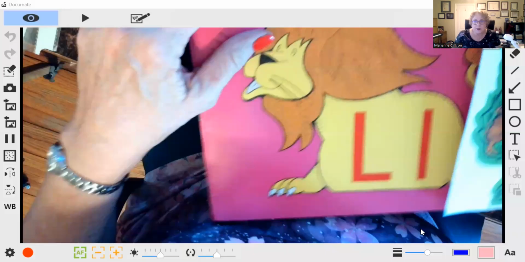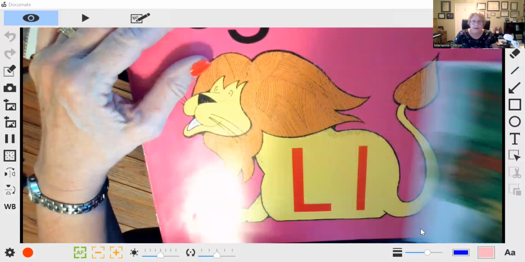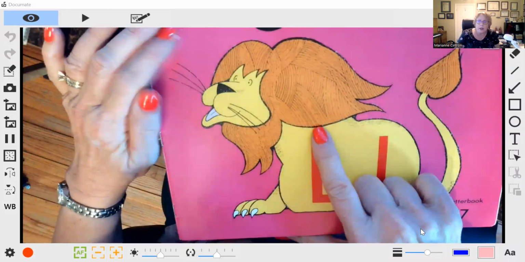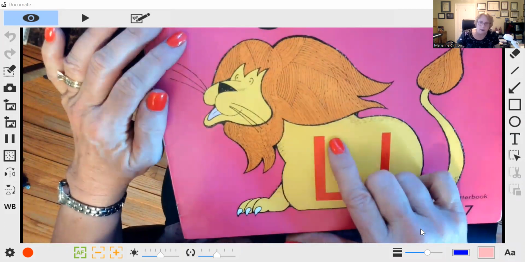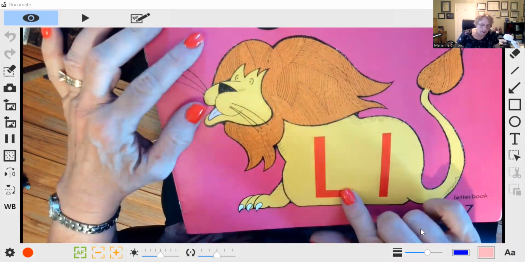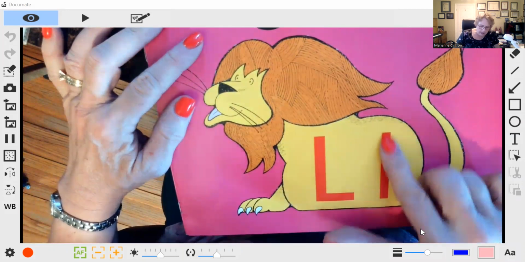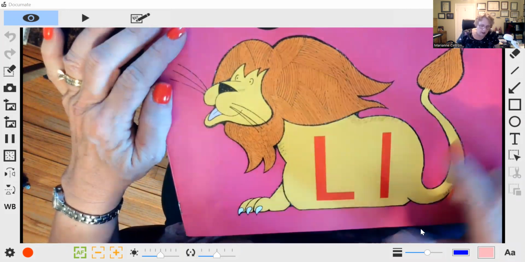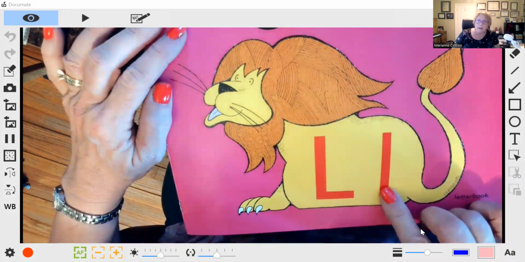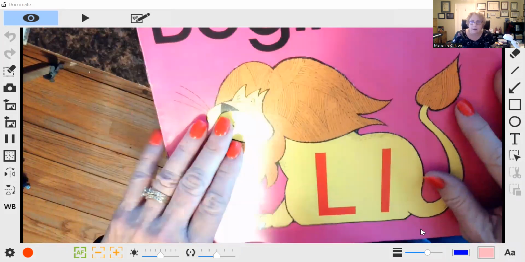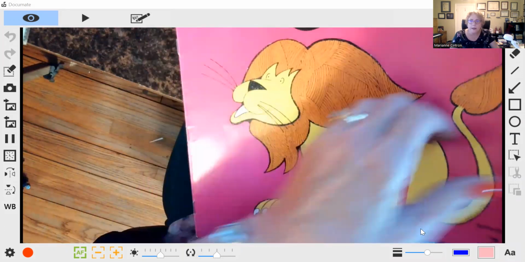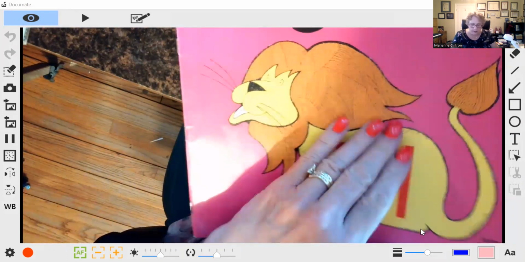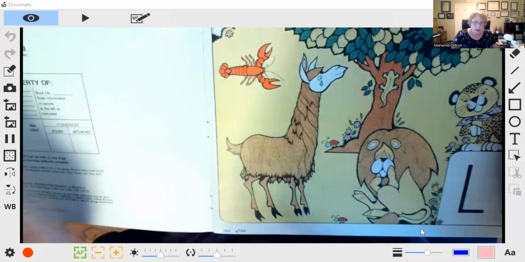I'm going to share my screen right now and show you. When we have our books, we want our child to outline with our finger: lion, /l/, L. Lion, /l/, L. So because you say the name, you could say the sound at the beginning, and then you could say the letter name. But we're going to trace it 3 times.